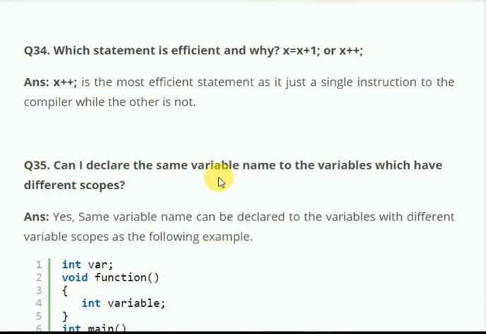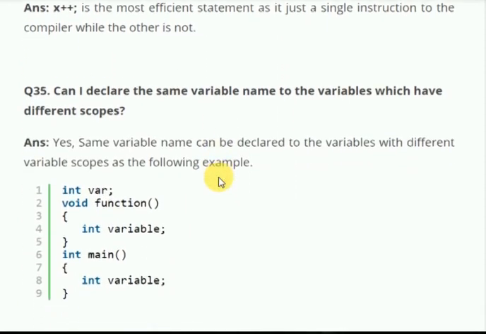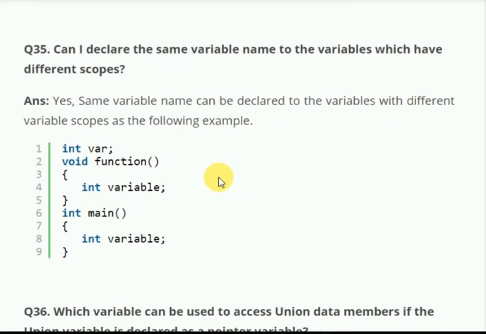Can I declare the same variable name to variables which have different scopes? Yes, the same variable name can be declared to variables with different scopes. So with different variable scopes, as in the following statement: int var; void function(int variable).